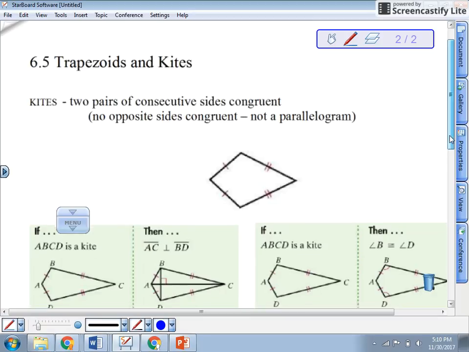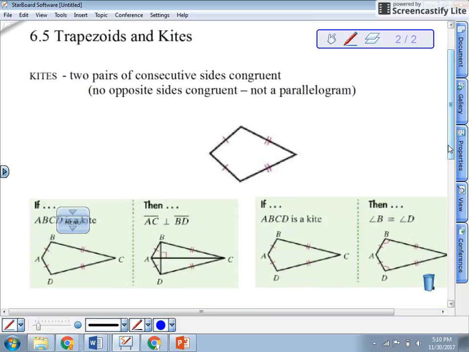Okay, last thing, kites. All right, what is a kite? It has two pairs of consecutive congruent sides. So consecutive, there's one set. Here is the second set right there. There are no opposite sides congruent. That's why, again, it's not a parallelogram.